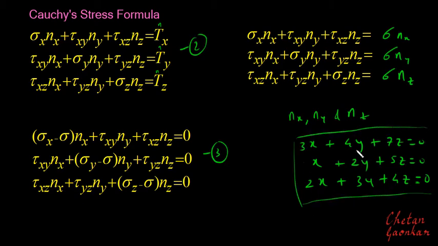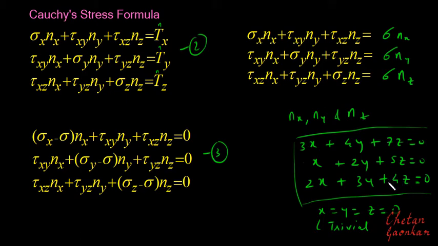Now one of the solutions for this homogeneous equation is, straight away, to substitute x equal to y equal to z equal to 0. If I substitute x as 0, y as 0, z as 0, it will still satisfy all these three equations. But these kinds of solutions are called trivial solutions. The reason is, although it satisfies the equation, it is not giving us any valuable information regarding it.